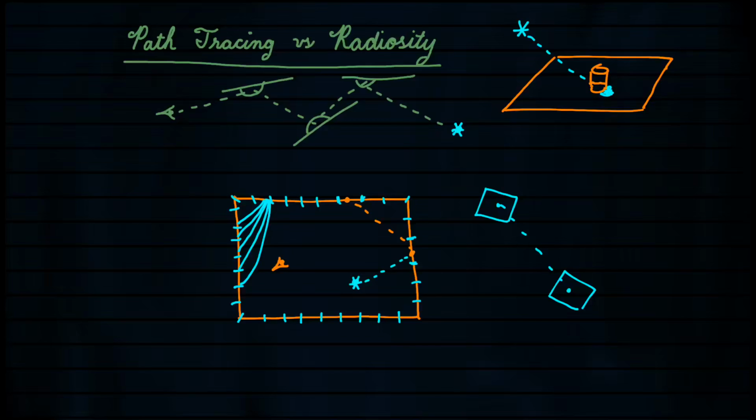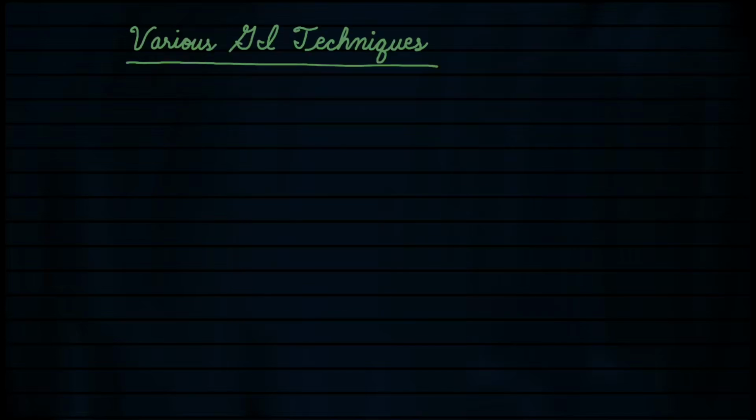But these two techniques are not the only ones used to simulate global illumination. Some are used for real-time rendering, some are used for production rendering. So let's take a look at what some of these techniques are. There are different ways of applying global illumination techniques. Essentially what we're trying to do is simulate several bounces of light inside of a room.